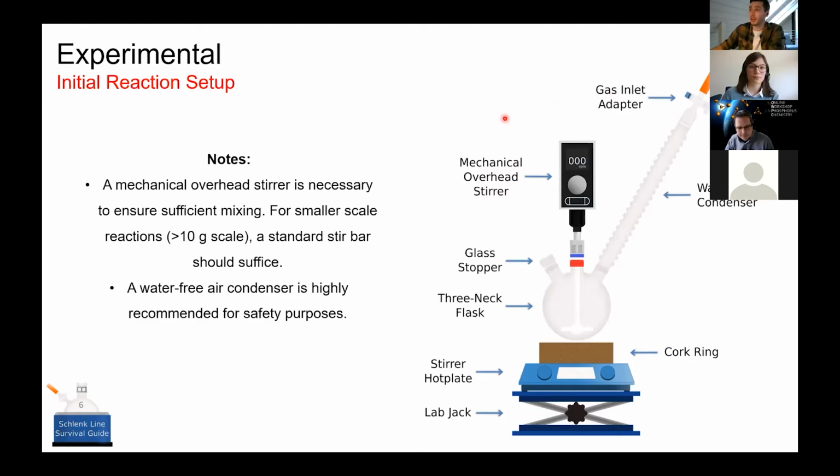As I mentioned, the mechanical overhead stirrer is necessary here because you have a lot of stuff in suspension the whole time. This probably isn't necessary if you're working on smaller scales, so anything less than 10 grams, you can probably get away with just a regular stir bar, but all of the additional things that I highlight today will still be relevant.